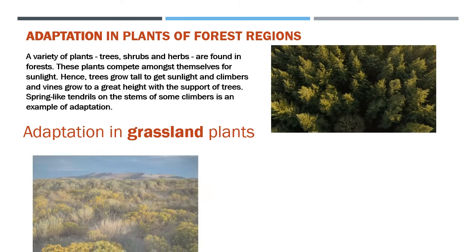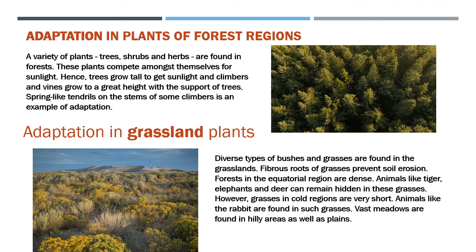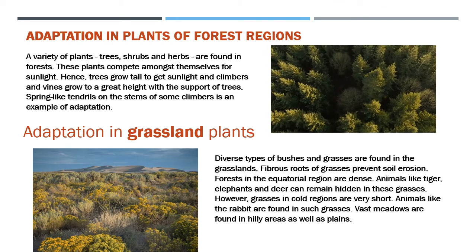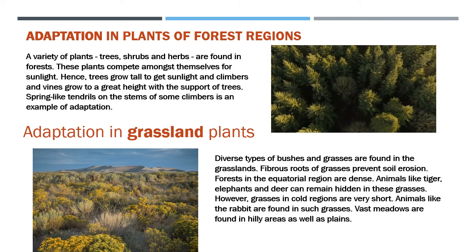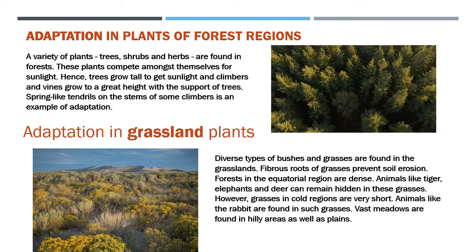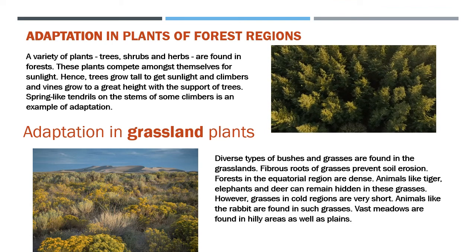Adaptation in grassland plants. Diverse types of bushes and grasses. Here you cannot see any trees. Diverse types of bushes and grasses are found in the grasslands, and they have fibrous roots. Because of these roots, grasses prevent soil erosion.